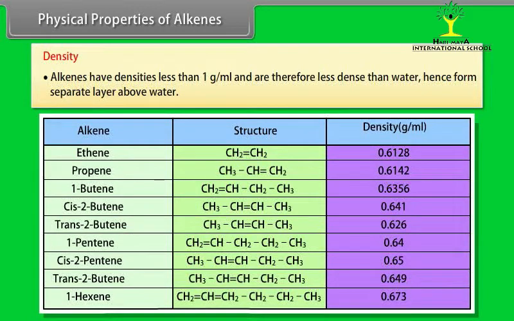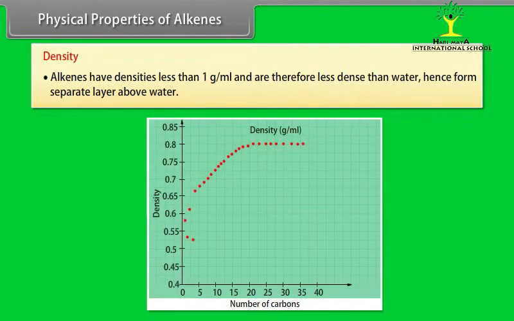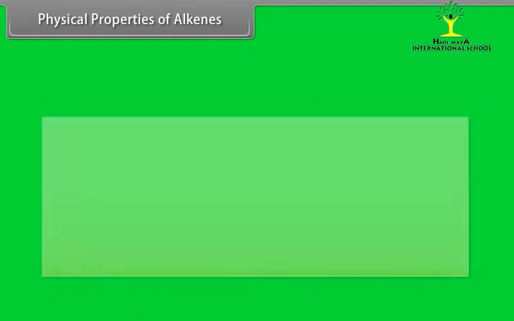Alkenes have densities less than 1 gram per milliliter and are therefore less dense than water, hence they form a separate layer above water. As the molecular mass of alkenes increases, density increases.